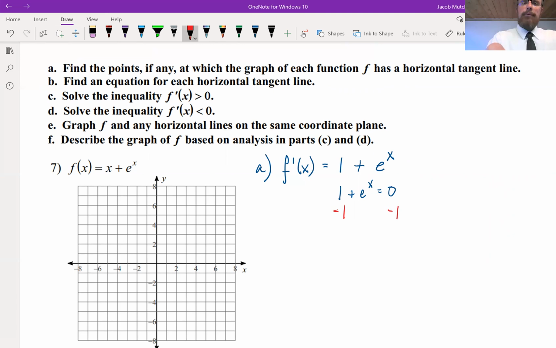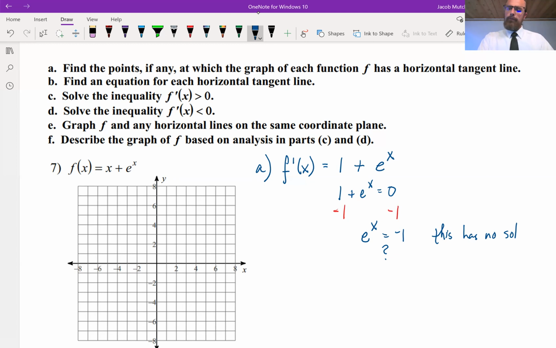And immediately I run into an algebraic dilemma. E to the power of x equals negative 1. And I'm forced to say question mark. When can I, or for what x value can I raise a base to that power and have it equal a negative number? This has no solution. There's no number I can put in for x in the power to have the output be negative.